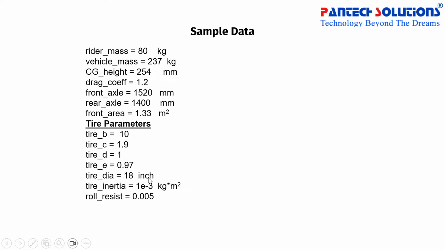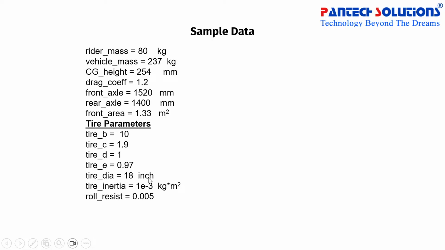First of all, we need to change to constant magic formula coefficient. By default, peak magnitude force and corresponding slip is selected, so please change to constant magic formula coefficient. After that, the default values are there. You can see 10, 1.9, 1 and 0.97. We are giving the default values only, so no need to change anything.